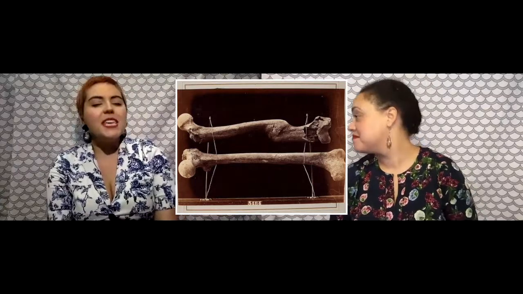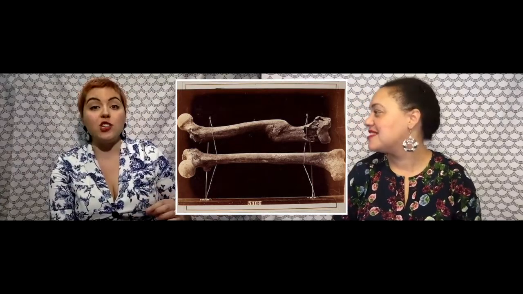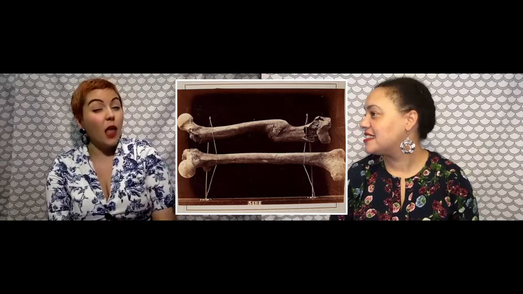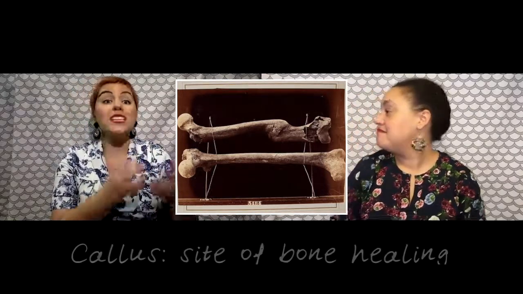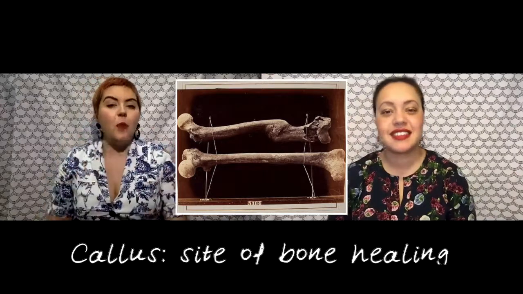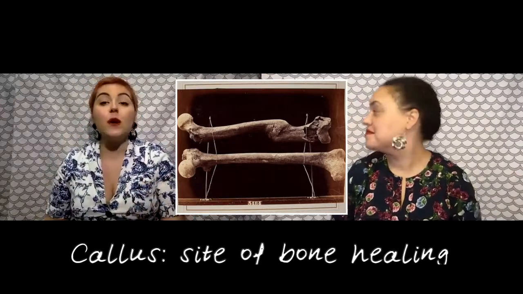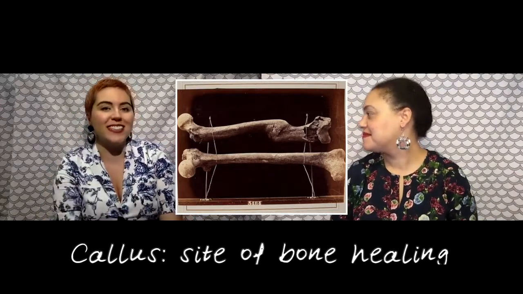On this picture, you can see two thigh bones. The upper bone shows a healed fracture, albeit one that isn't properly aligned. At the site of the healed fracture is a rounded mass, known as a callus. This distinctive mark is something that osteologists use to identify a healed fracture.